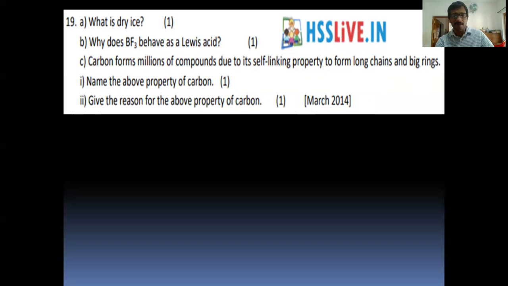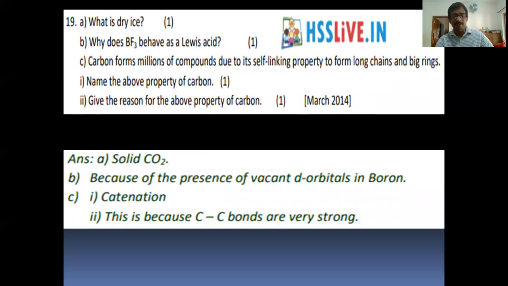Carbon forms millions of compounds due to its self-linking property to form long chains and rings. Name the above property of carbon. Catenation. In the last question we mentioned it. Give the reason for the above property of carbon. It is the stable tetravalency and the high bond strength of the carbon-carbon bond. That is the reason for that.